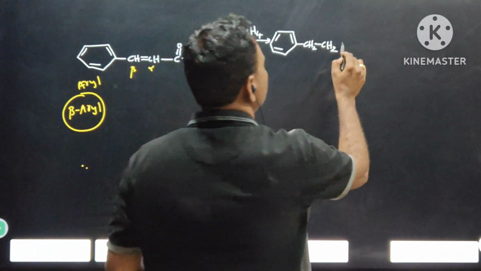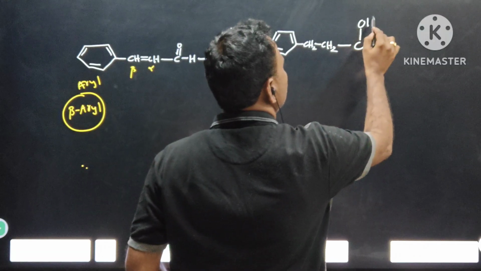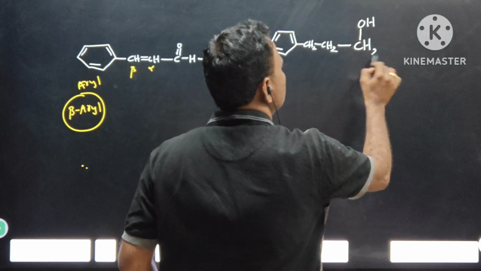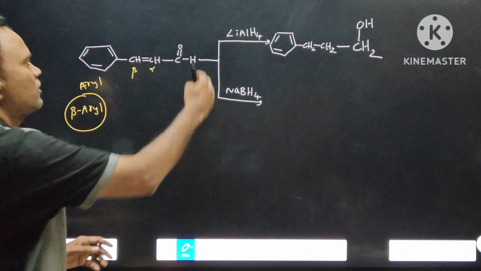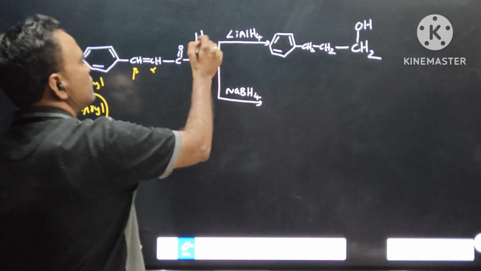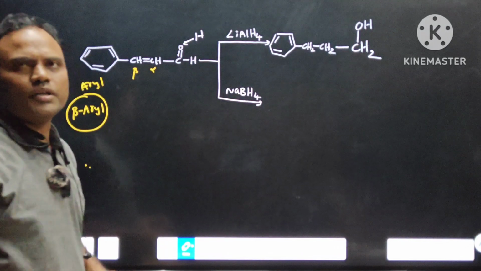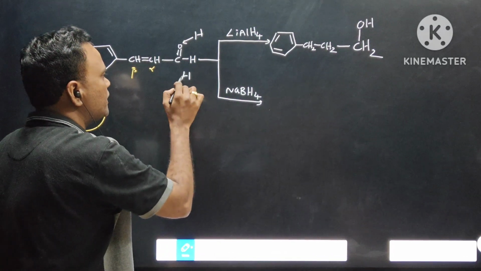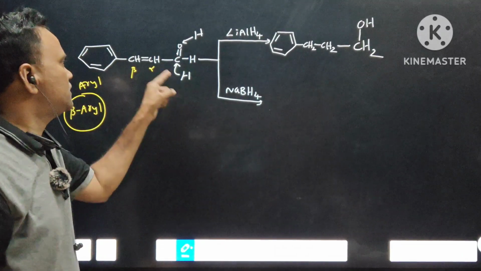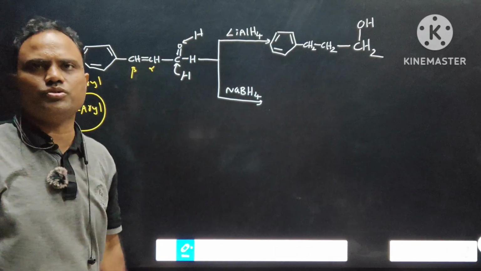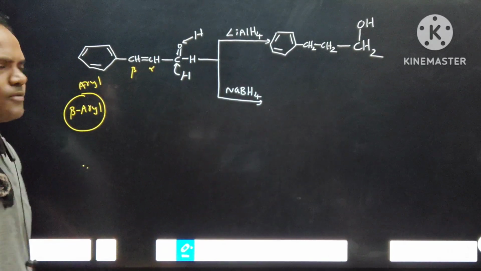Next, CH2OH. Oxygen, look at this. Oxygen will get one hydrogen and carbon will get another hydrogen. That's why CH2, here OH. Most important example this is.